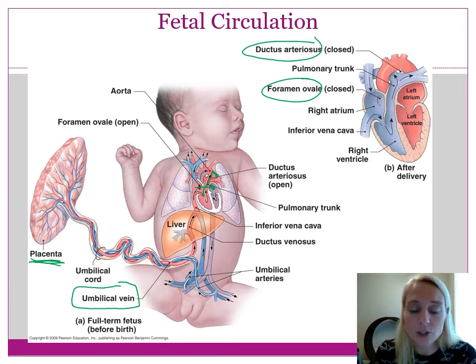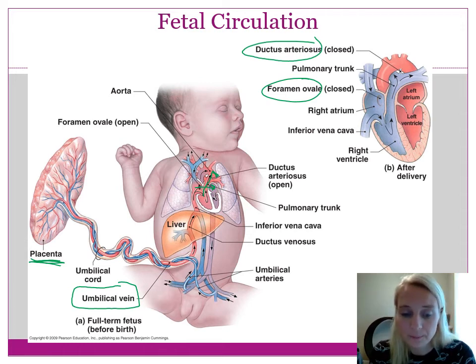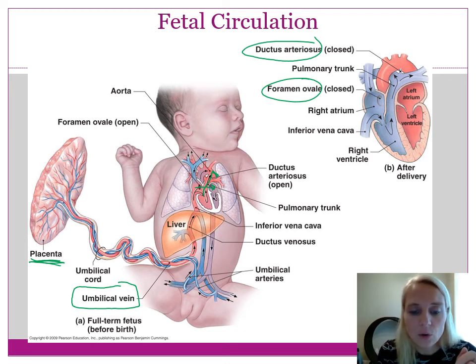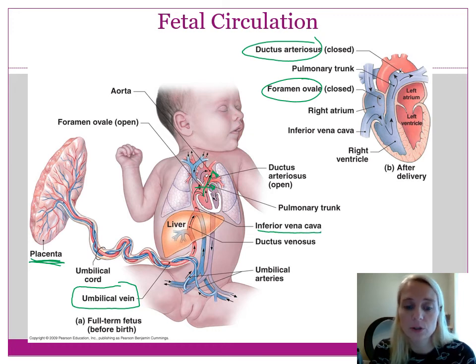So that's going to be our oxygenated blood. That's why it's colored red. And it comes in very close to the liver and what's called the ductus venosus. And interestingly, in a weird switch of oxygen levels, your inferior vena cava is actually carrying more oxygenated blood, which is opposite of what happens when you're an adult.